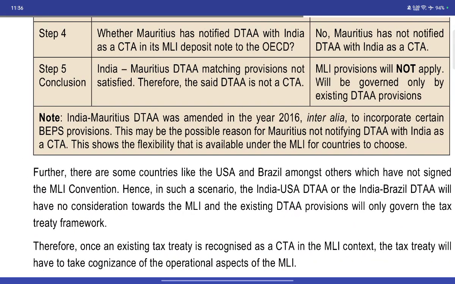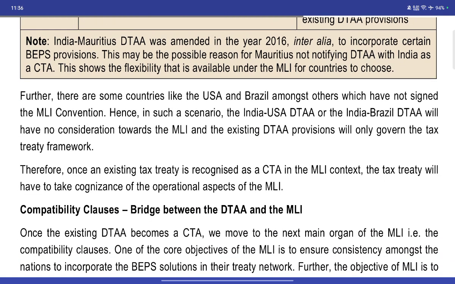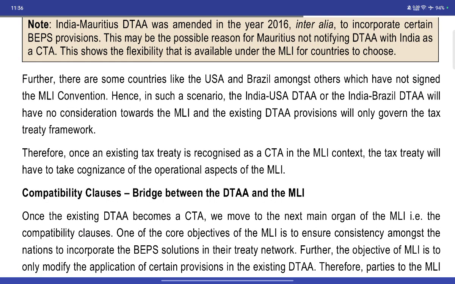The India and Mauritius DTA, as amended in 2016, already incorporates certain BEPS provisions. It may be a possible reason that Mauritius has not notified the DTA with India as a CTA. That shows the flexibility available under the MLI for countries to choose. Further, there are some countries like the USA and Brazil, among others, which have not signed the Multilateral Instrument Convention. Hence, in the case of the India-US DTA and the India-Brazil DTA, there will be no consideration of the multilateral instrument, and the existing DTA provisions alone will cover the tax treaty framework.